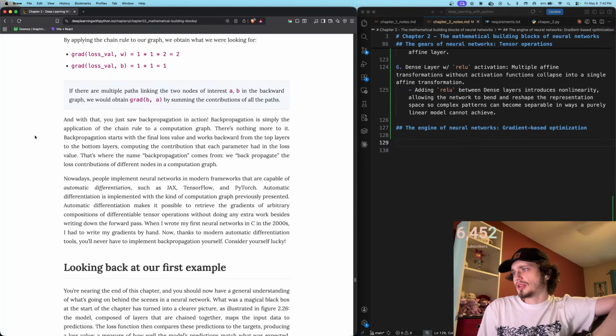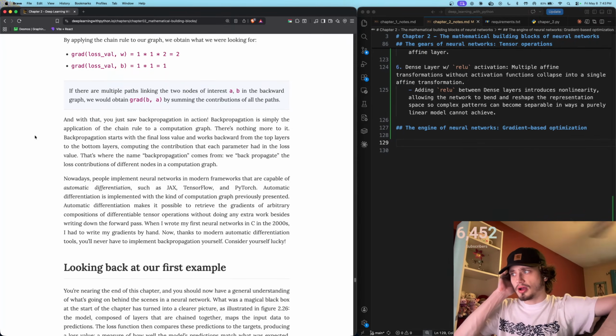Nowadays, people implement neural networks in modern frameworks that are capable of automatic differentiation, such as JAX, TensorFlow, and PyTorch. Automatic differentiation is implemented with the kind of computation graph previously presented. Automatic differentiation makes it possible to retrieve the gradients of arbitrary compositions of differentiable tensor operations without having to do any extra work besides writing down the forward pass. When I wrote my first neural network in C in the 2000s, I had to write my gradients by hand. Now, thanks to modern automatic differentiation tools, you'll never have to implement backpropagation yourself. Consider yourself lucky.